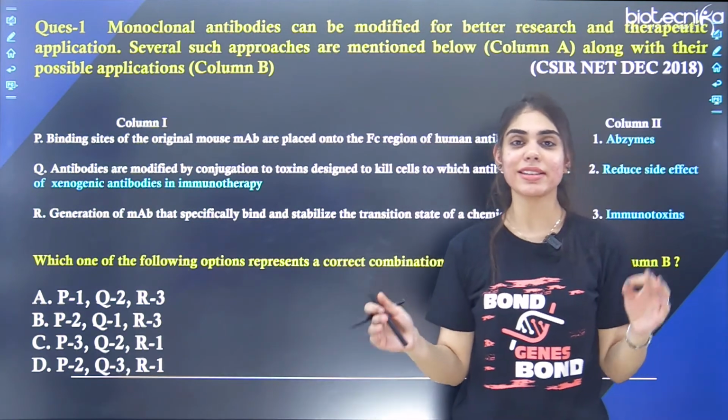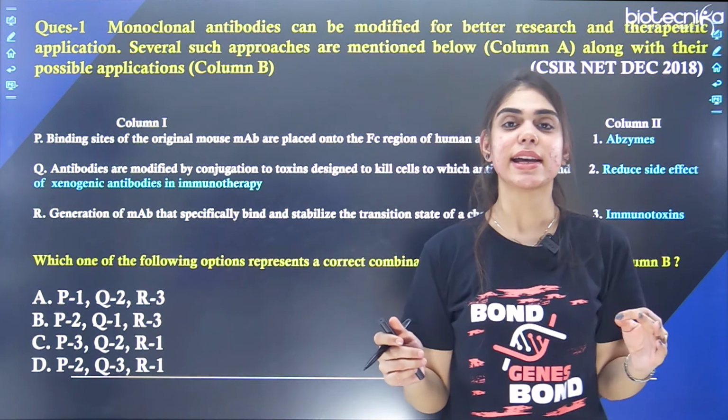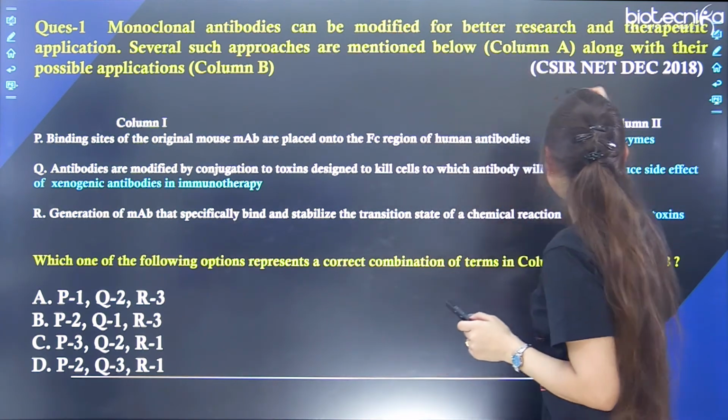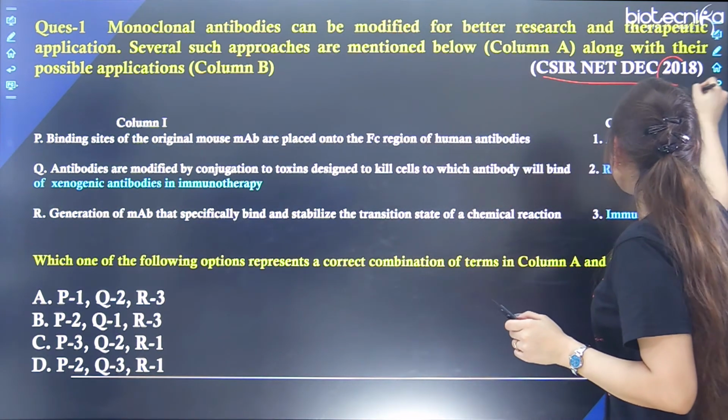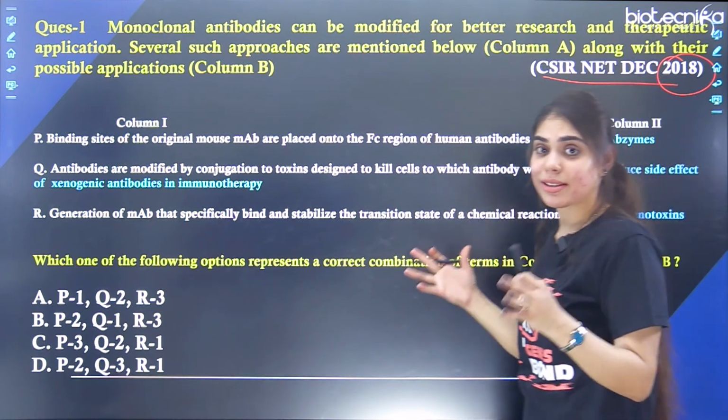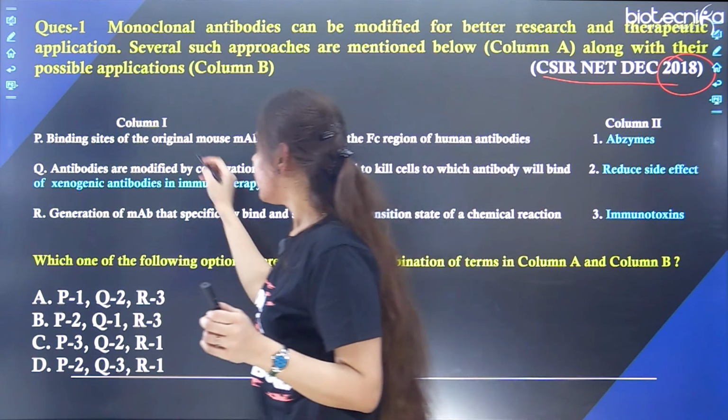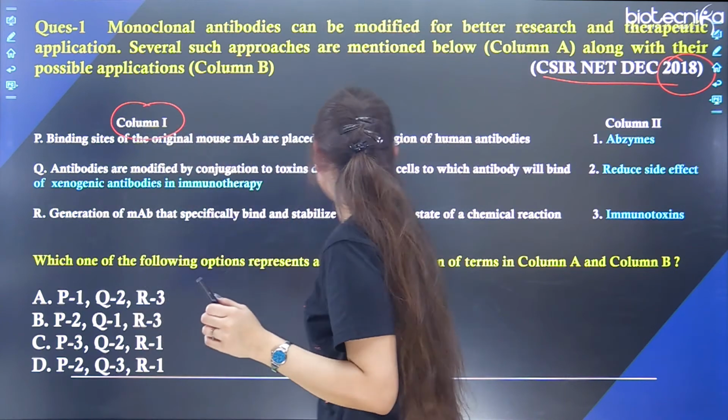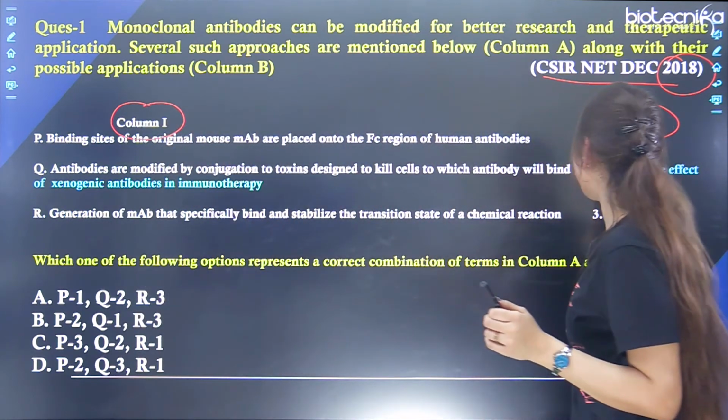Now let's see the very simple question that was asked in CSIR NET December 2018. That is a match the following question. So how do you have to approach this kind of question? Now let's see. Here it is given column 1 and column 2. Here you have to match column 1 and column 2.